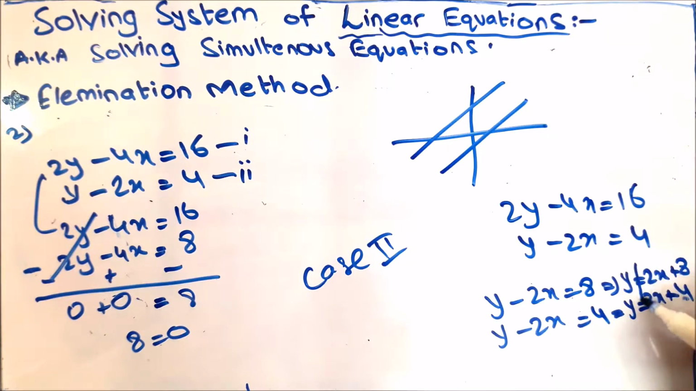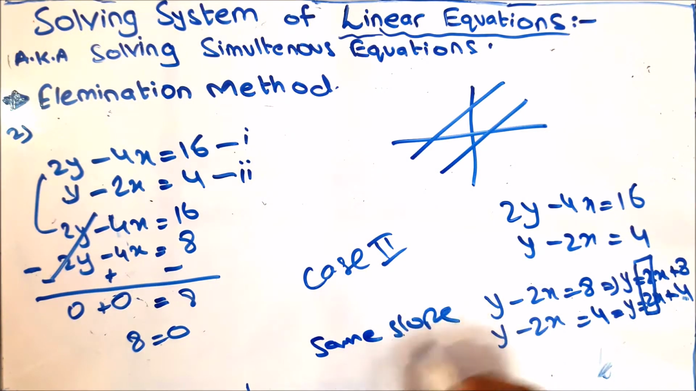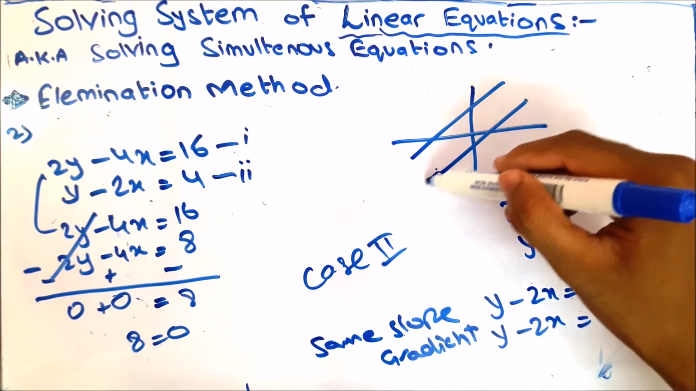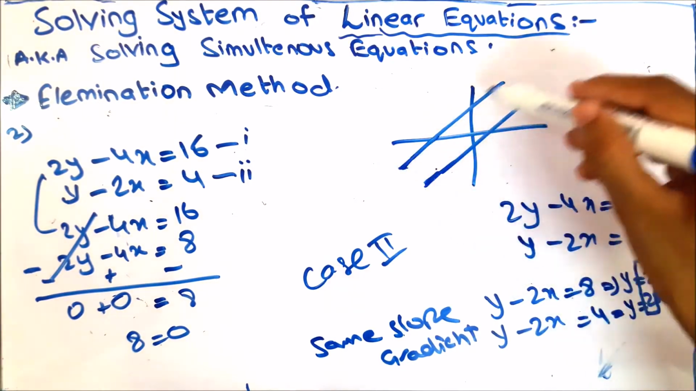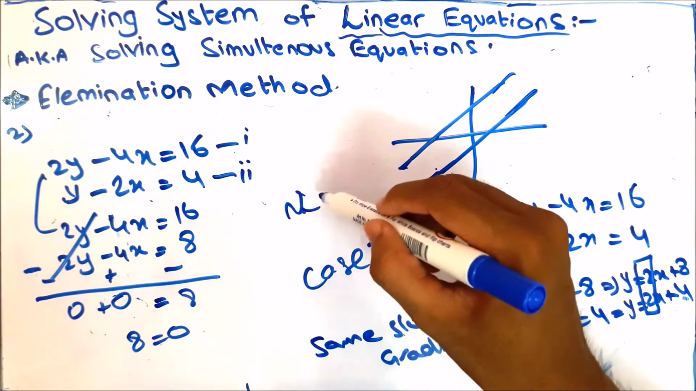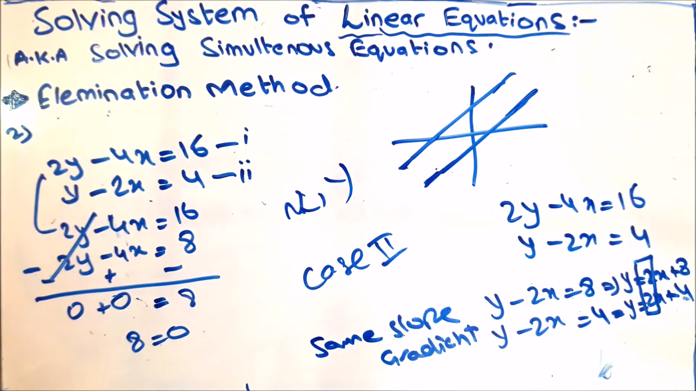They have the same gradient. So equations having the same gradient, the same slope, will always be parallel, and they won't have a specific x or y value. Okay, let's move on to our third example.